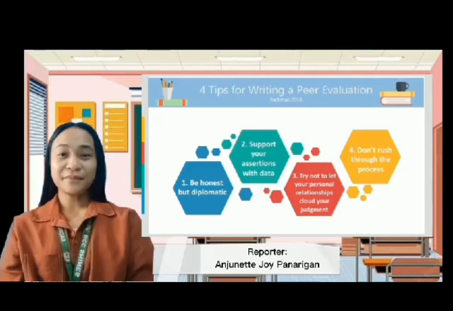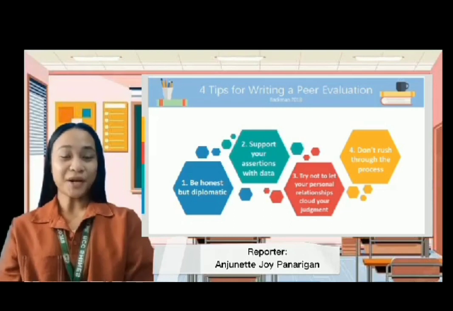Peer evaluations can be challenging to write, even when you're able to do them anonymously, which is sometimes the case. But even if your name isn't going on that document, my advice, or the tips from Backman 2018, still need to be applied. So, use it to make the process more productive and less stressful.